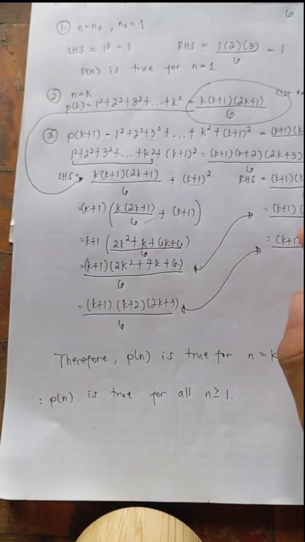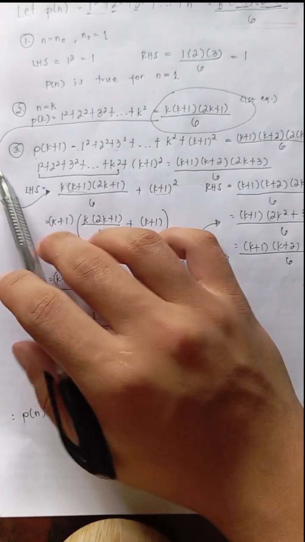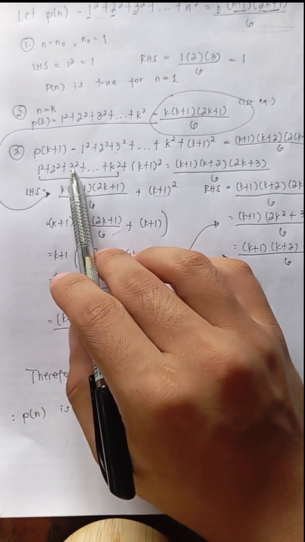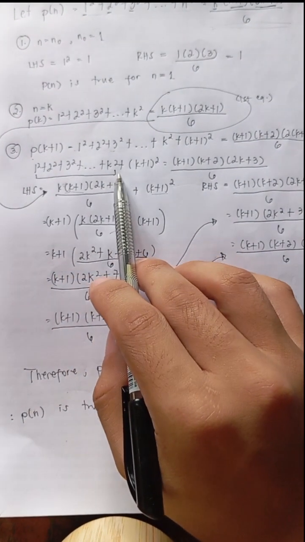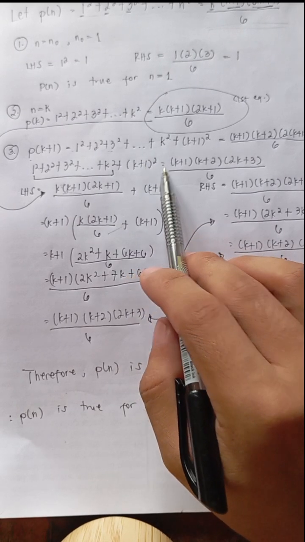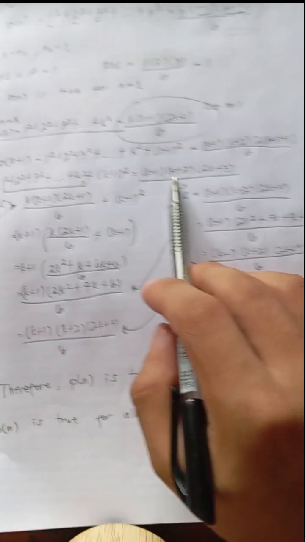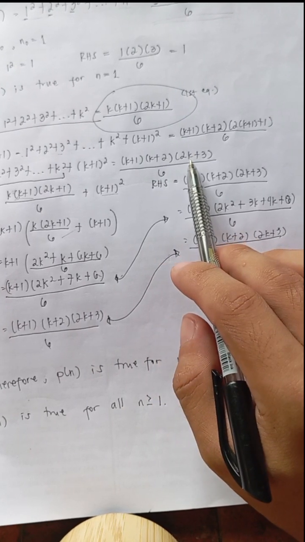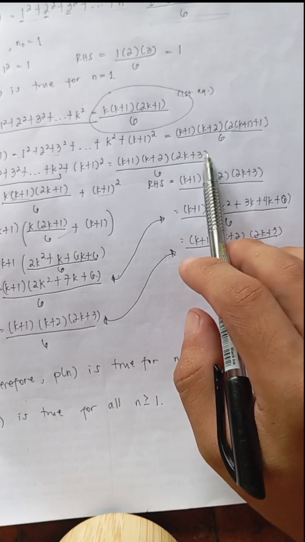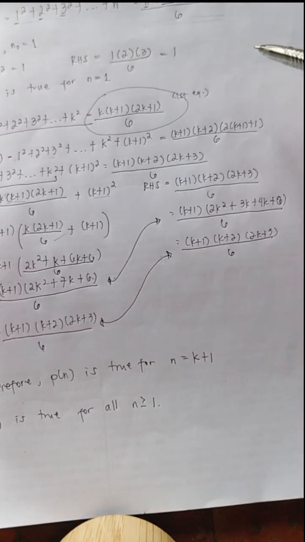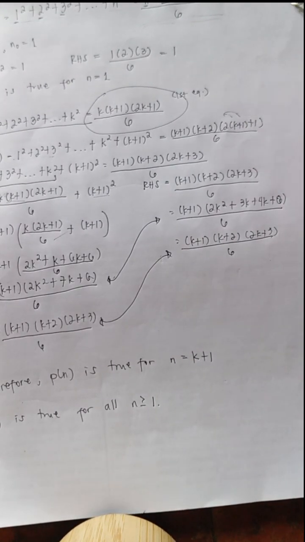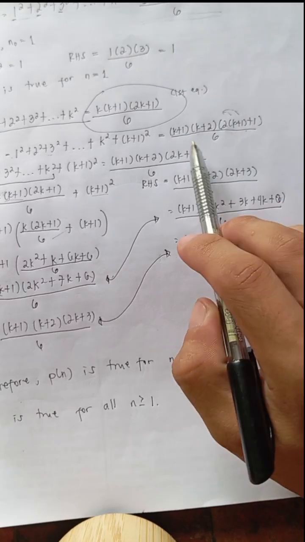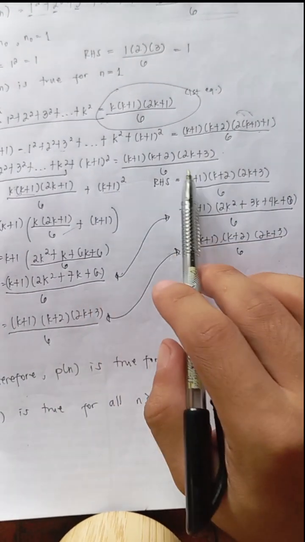So, next is that we simplify. So, 1 squared plus 2 squared plus 3 squared plus ... plus k squared plus k plus 1 squared is equal to k plus 1 times the quantity of k plus 2 times the quantity of 2k plus 3. So, saan nanggaling 2k plus 3? So, we distribute 2. So, that would be 2k plus 2 plus 1. That would be 2k plus 3 all over 6.